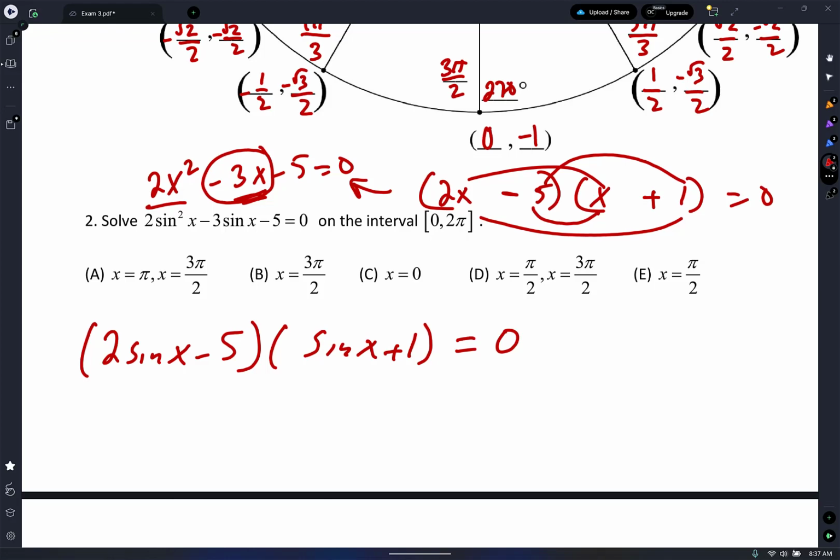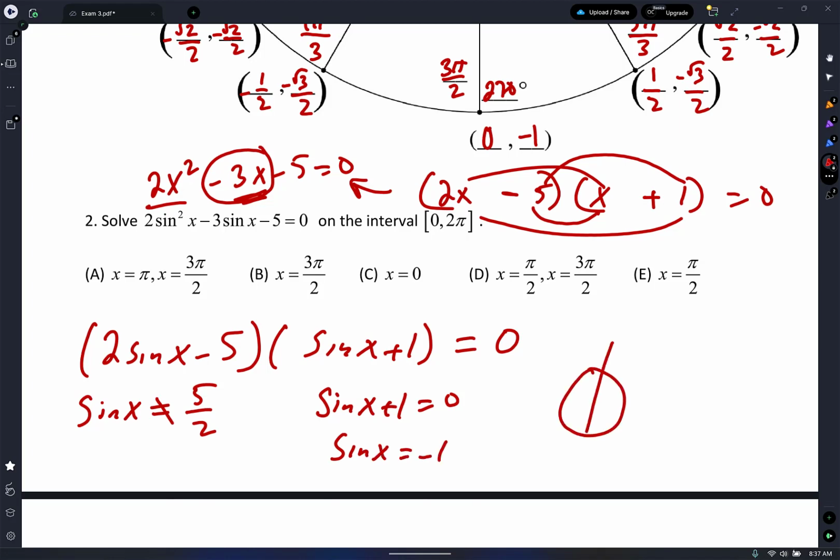This one will never happen. Sine x will never equal 5 over 2. But this one will happen. Sine x plus 1 will equal 0. Sine x will equal negative 1. And on the unit circle, that happens down here. And that radian is 3 pi over 2.